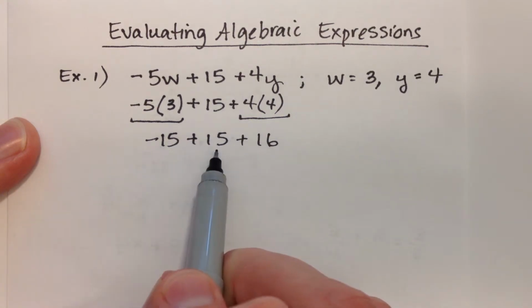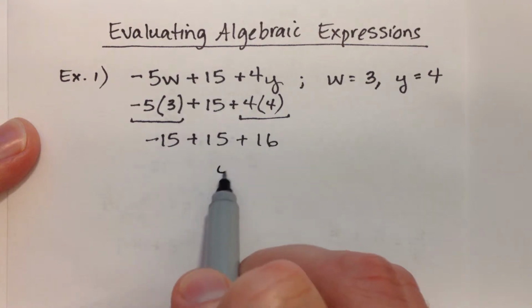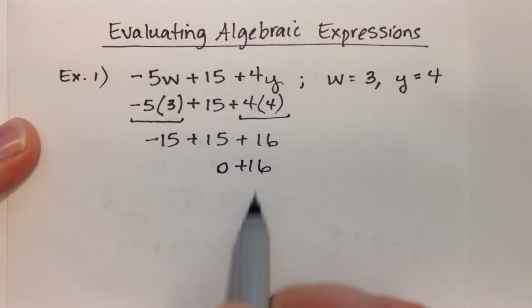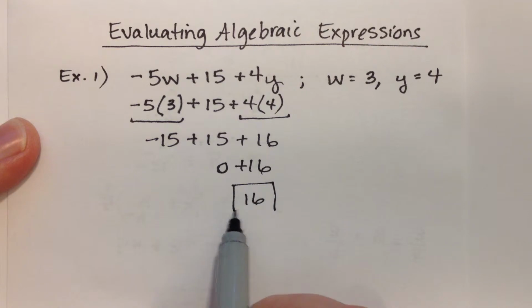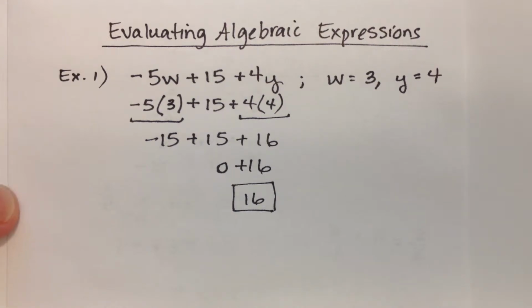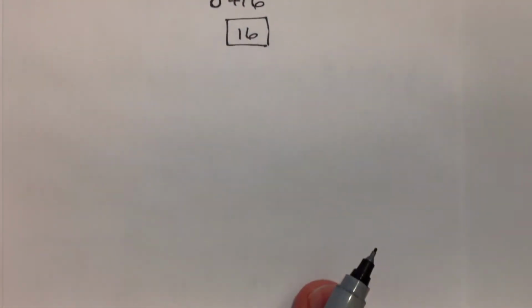So now it's just addition from left to right. Negative 15 plus 15 is 0. And then 0 plus 16 is 16. So the answer to our first example is just 16. Okay, let's do another one. We'll call this guy example 2.